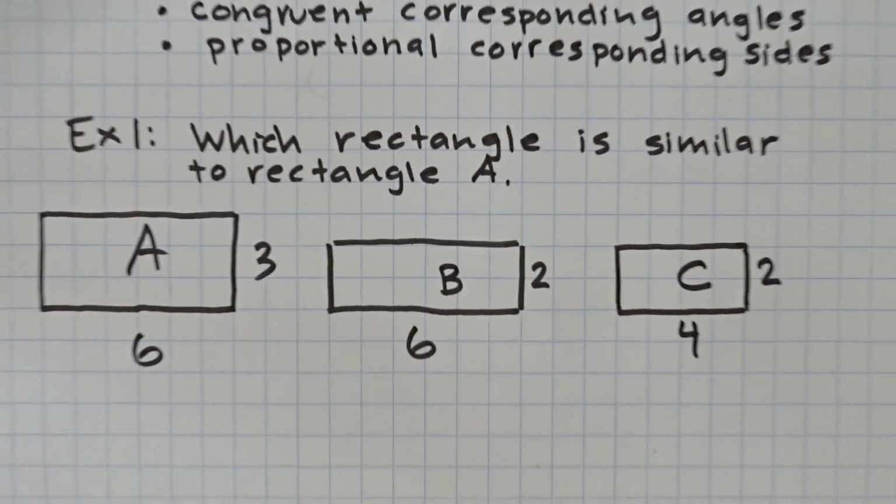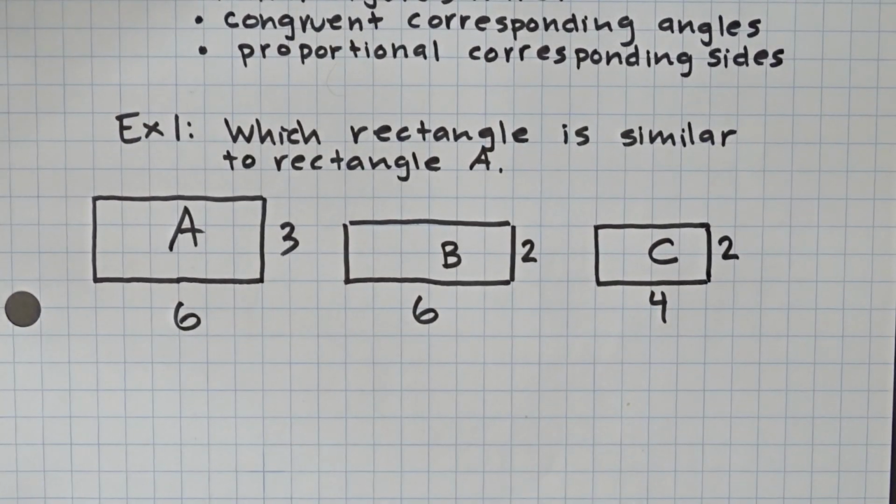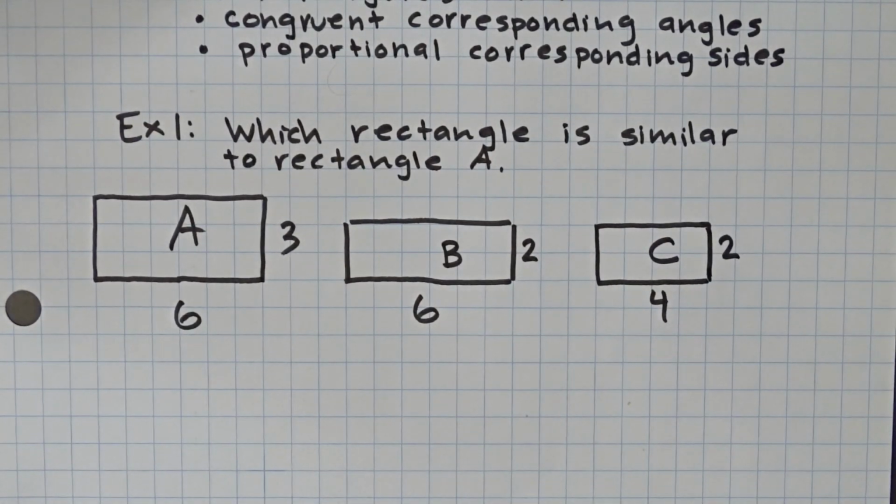Meaning, if I were to take a picture of rectangle A and I can scale it down or scale it up, which one of these would fit that perfect shape. So mathematically, sometimes you can't really tell with the naked eye. So we're going to have to do some mathematical proofing.